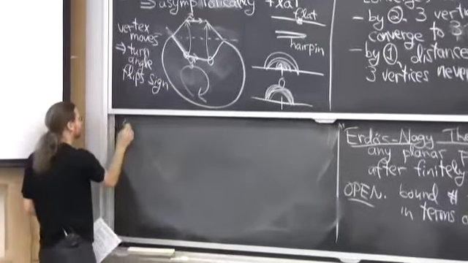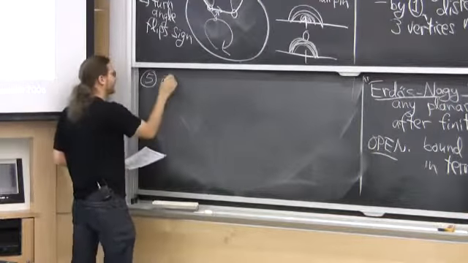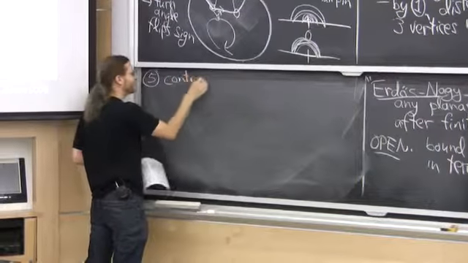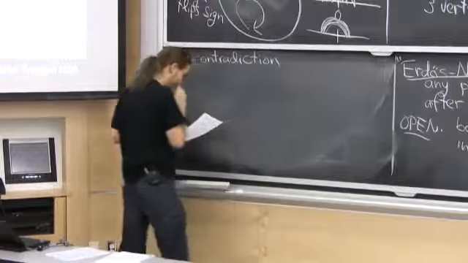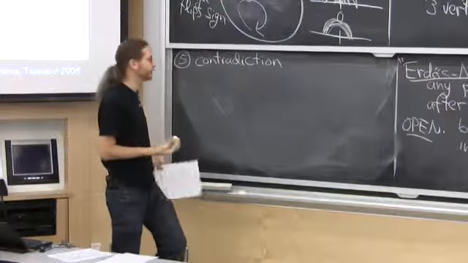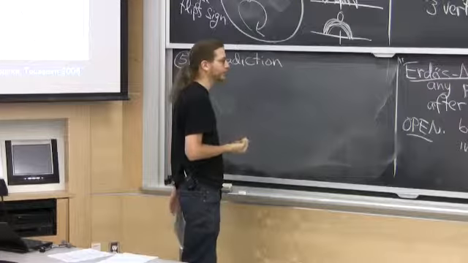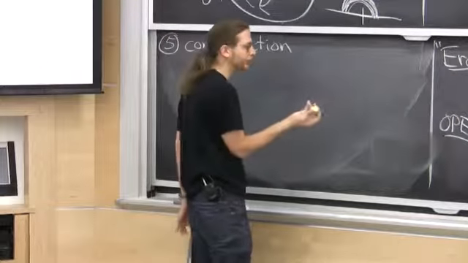Okay, to step 5. Step 5 is called contradiction. How do we get a contradiction? All right, I want to think about the limit situation. So the limit is going to be some polygon.